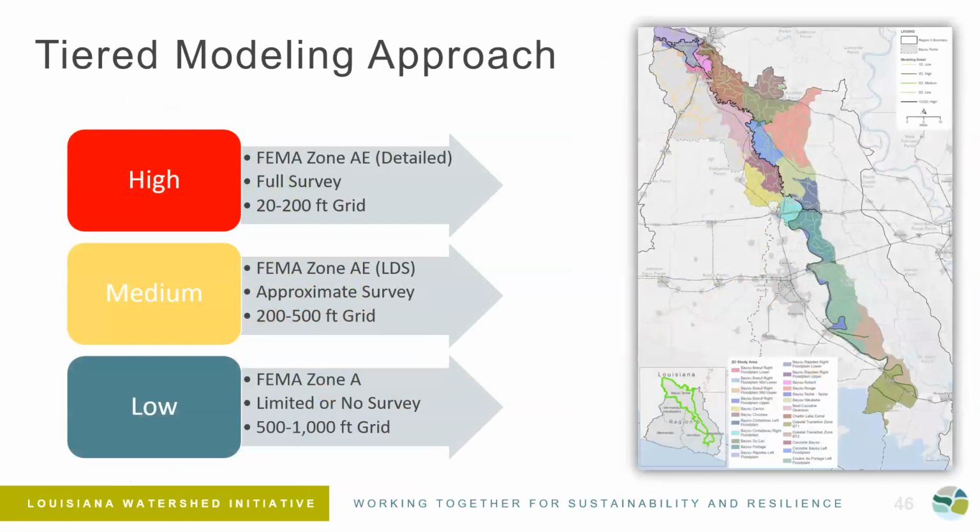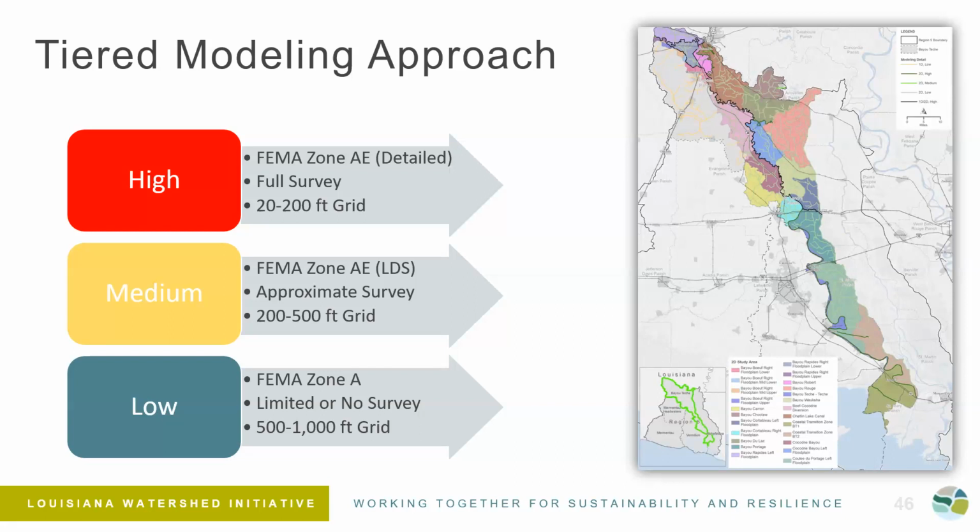So this is a key concept right here, our tiered modeling approach. It's important to note, Region 5 is a big area. Not every square inch is going to have the same level of detail as other areas. So again, we focus the efforts in the high detail areas. These are going to be the most flood prone areas, losses, things like that. So what are you going to get in a high detail zone area? To take FEMA terminology, this is going to be very similar to a Zone AE detailed study.